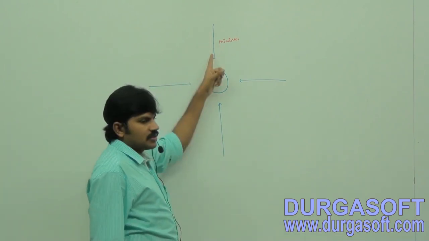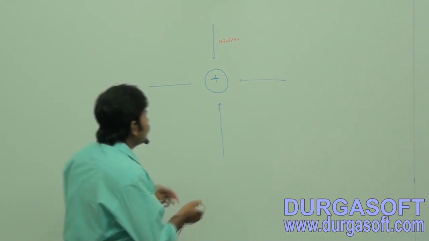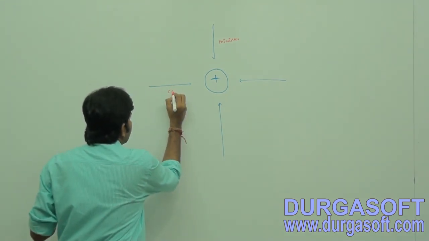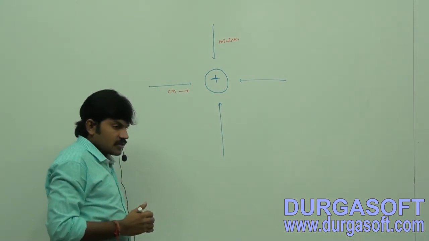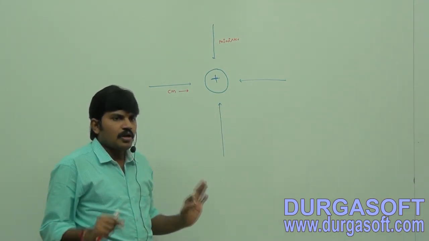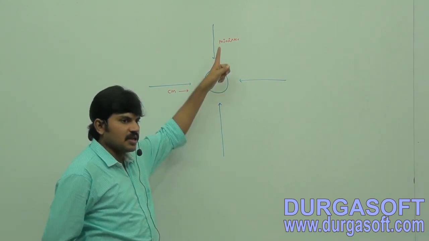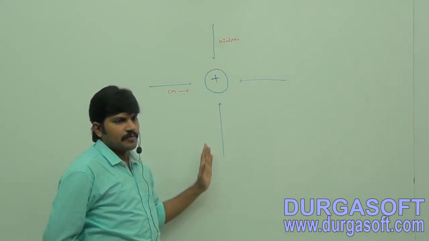Okay, this way. Assume in this way our CM is coming. Remaining normal people are there. Now who is going to get the chance? CM will get the chance, and then minister will get a chance, and then normal people will get.